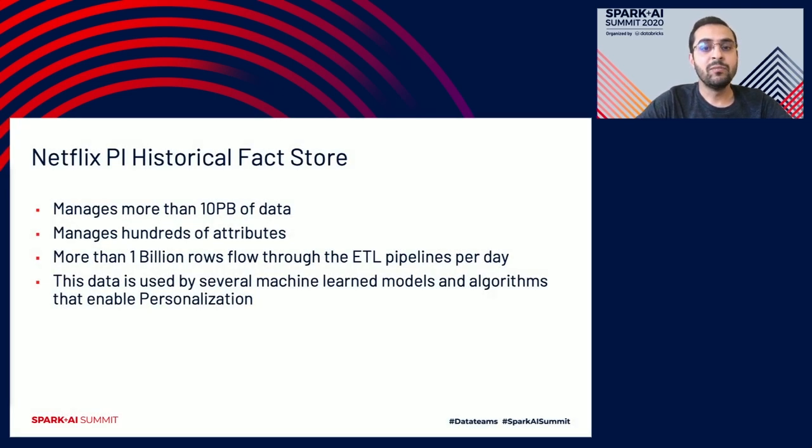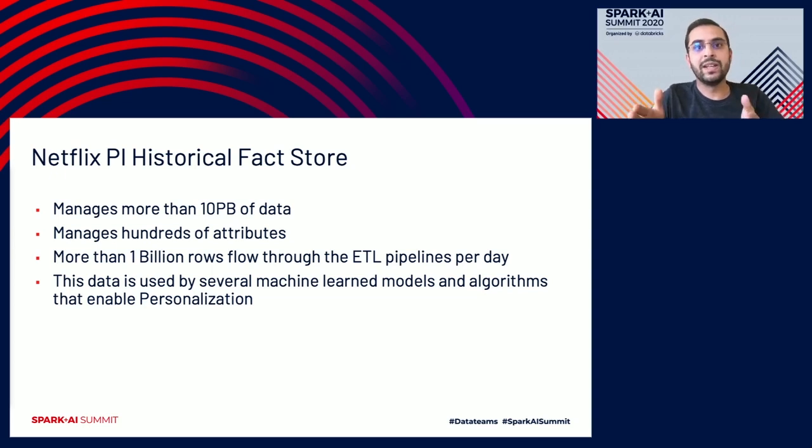Let's get some more facts about this historical fact store. It has more than 10 petabytes of data, and there are hundreds of attributes in it. When we talk about an attribute, what does an attribute mean? Let's talk about thumb ratings, thumbs given to a show like Ozark. So we need the video ID for Ozark, and we need the rating that the member gave, whether the member gave thumbs up or thumbs down. So these two things form two different attributes.